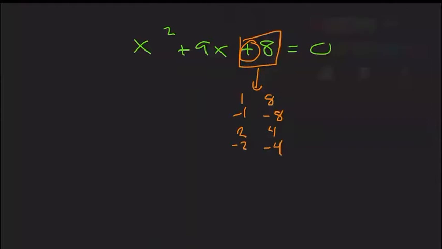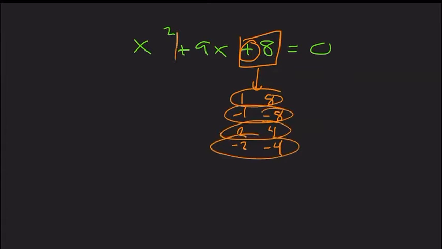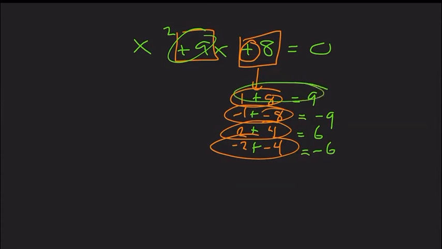Then we ask ourselves which one of these pairs that we just listed, if added, would give you the middle coefficient. So if we add these two numbers, which pair is going to give us positive 9? So 1 plus 8 gives us positive 9, so we already found it. We know it's 1 and 8. Well, let's just go through the others just to see what we would get. Negative 1 plus negative 8 would be negative 9. 2 plus 4 would be 6. Negative 2 plus negative 4 would be negative 6. So still, we want positive 1 and positive 8.